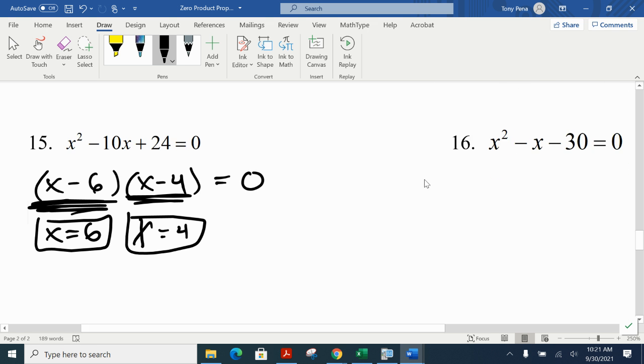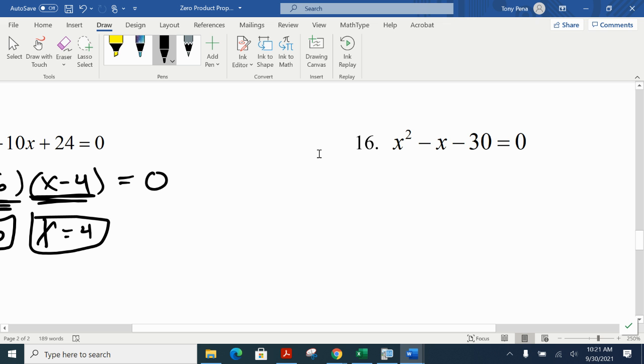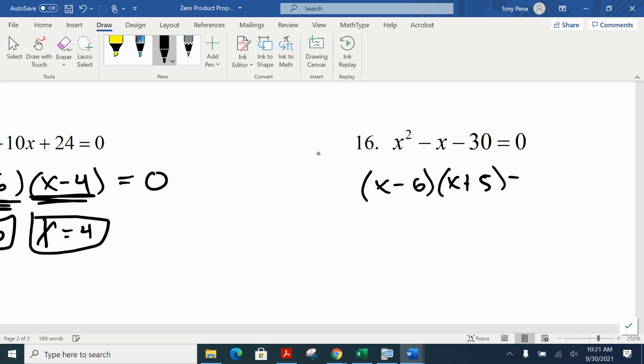Okay. All right, 16 real quick. We'll do this one together. The numbers that multiply to be a negative 30 and add up to be a negative 1 would have been a negative 6 and a positive 5. They multiply to be negative 30. Add them up, they're going to give us this little negative 1 right here. So then our answers would be positive 6 and negative 5.